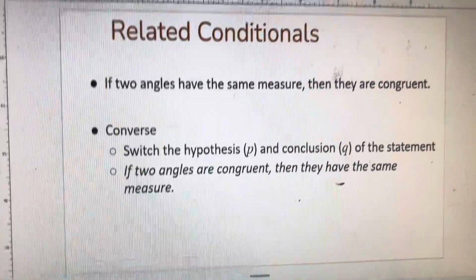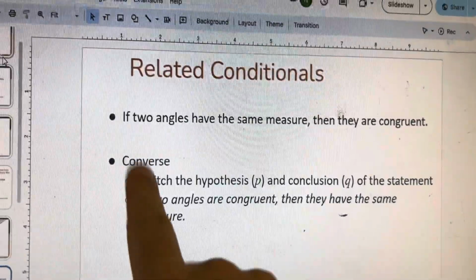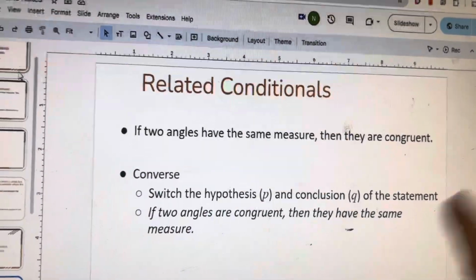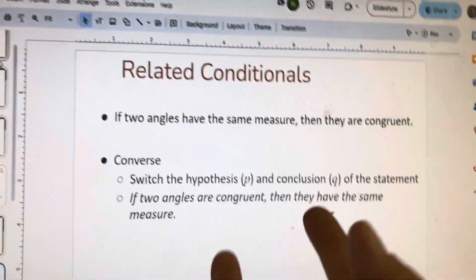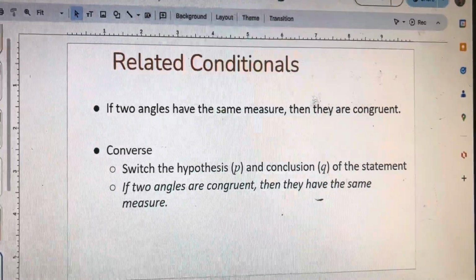I usually draw like a shoe next to this one. Converse is a brand of shoes. Shoes help you move. We are going to move these around. We're going to switch them where they are.